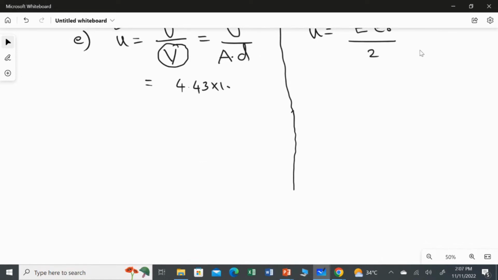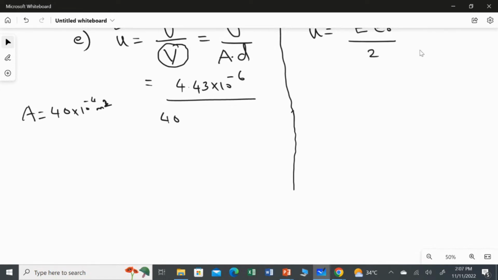4.43 multiplied by 10 power minus 6, right? Divided by, what is the area of the plate? They mentioned 40 centimeter, am I right? The area of the plate is 40 centimeter square, which is 40 multiplied by 10 power minus 4 meter square. I'm going to use this value here.